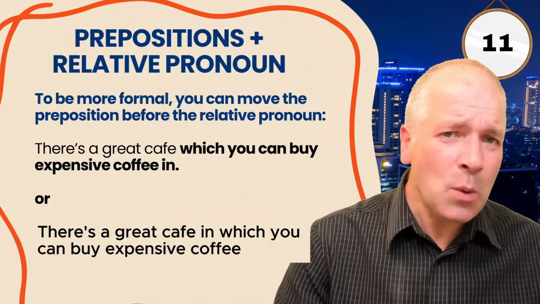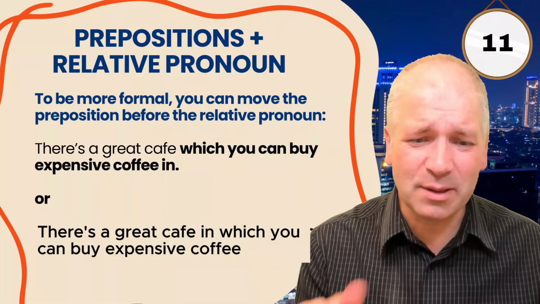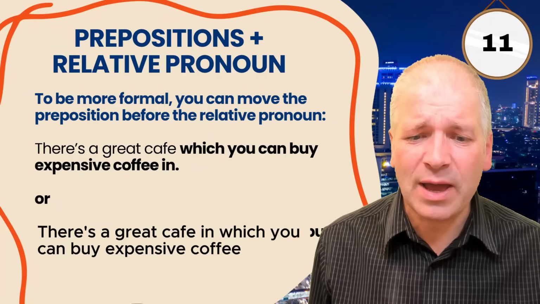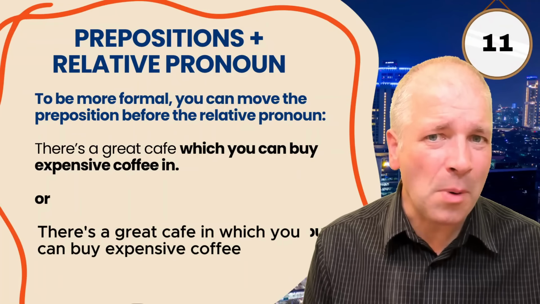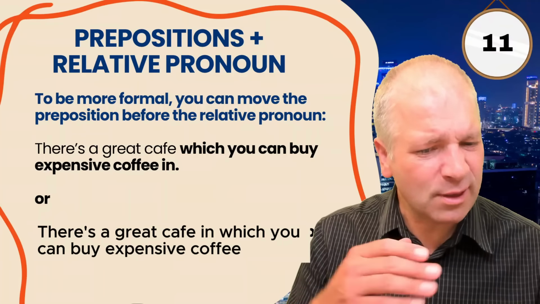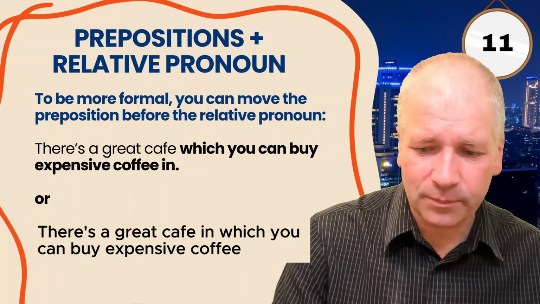Prepositions can go in front of a relative pronoun to make them more formal. Consider this. There's a great cafe which you can buy expensive coffee in. But make it more formal by putting in before which. There's a great cafe in which you can buy expensive coffee.